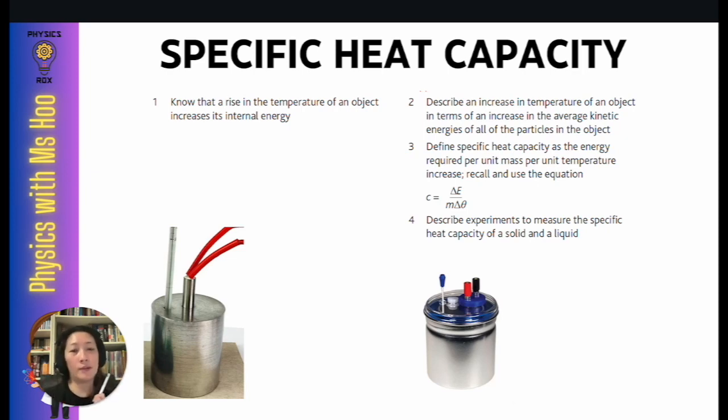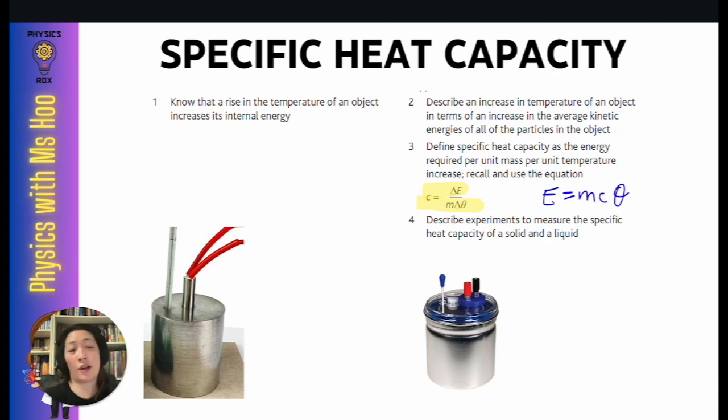You also need to be able to define and calculate specific heat capacity. So specific heat capacity is the energy required per unit mass per unit temperature increase. And how do you remember the definition? Just refer to the formula. So C is the specific heat capacity, while E is the energy applied to increase the temperature, M is the mass of the object, and theta is the change in temperature caused by the heat applied. This is also quite commonly written as E equals mc theta. So it's not a problem if you wrote the formula that way and you use it in the exam as E equals mc theta.